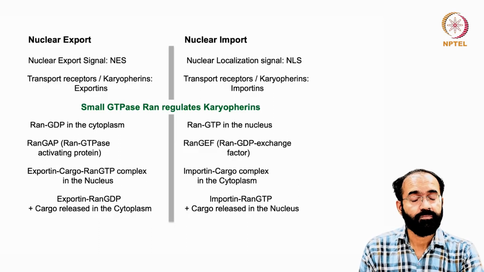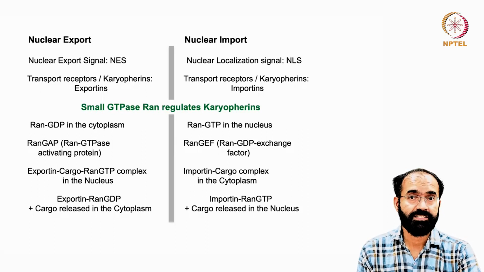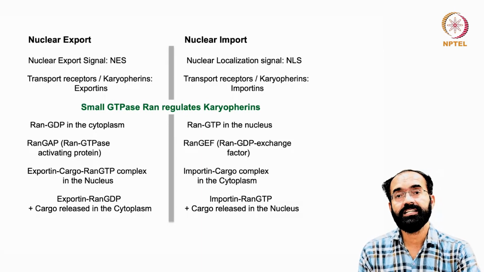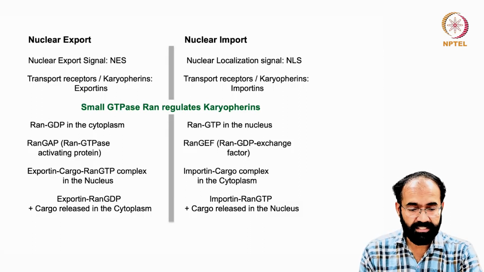And the Ran, when it is utilizing a GTP, it will hold the GDP within itself, and that is called Ran GDP, because the phosphate is utilized. It has already been delivered to the karyopherin, and so in this process the Ran GDP is held back in the cytoplasm.